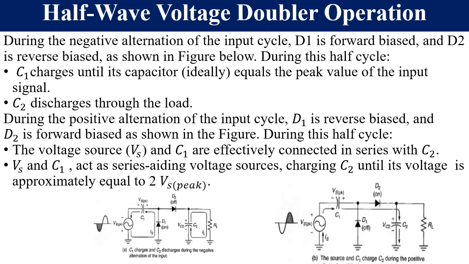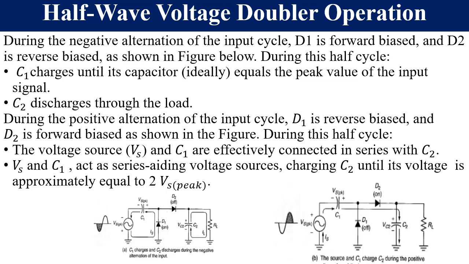That's where those statements are coming from. So we are saying for a positive half cycle, D1 is reverse biased and D2 is forward biased during this positive half cycle. Right, this is what happens. The voltage source and the voltage across the capacitor C1 are connected in series with C2.